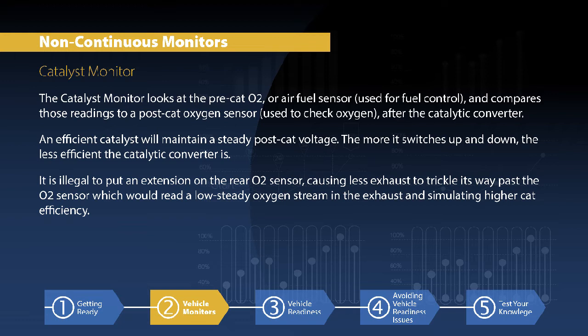It is illegal to put an extension on the rear O2 sensor, causing less exhaust to trickle its way past the O2 sensor, which would read a low, steady oxygen stream in the exhaust and simulate higher efficiency.